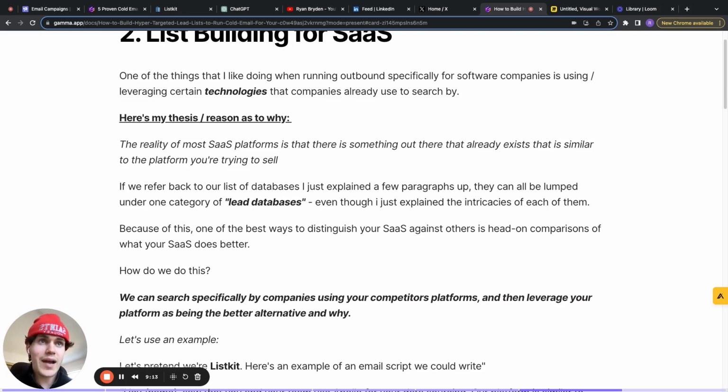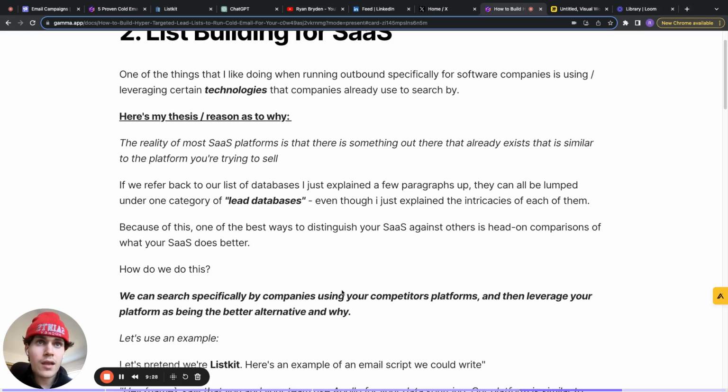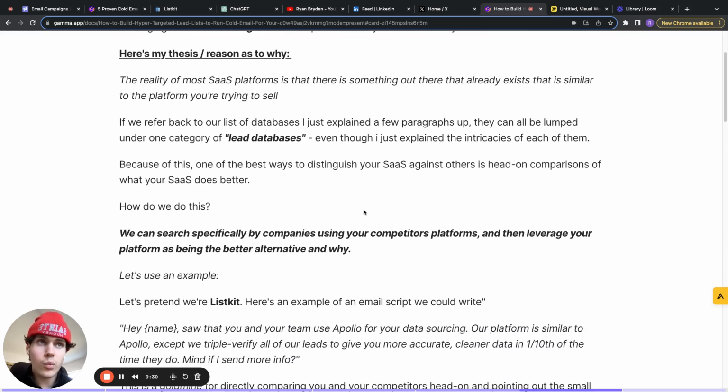If we refer back to our list of databases that I just explained, they can all be lumped under one category of lead databases, right? Even though I just went in and explained the intricacies of each of them. I told you why Apollo was different than Listkit, which was different than ZoomInfo, right? Because of this, one of the best ways that I've found to distinguish your SaaS in outbound is head-on comparisons of competition in the market of why your SaaS is better.